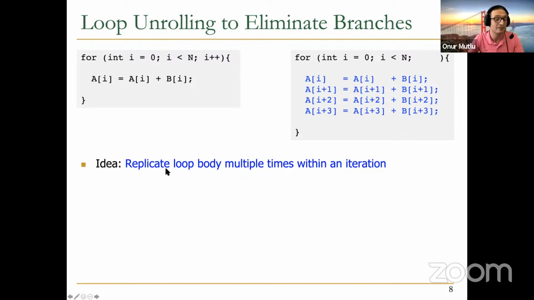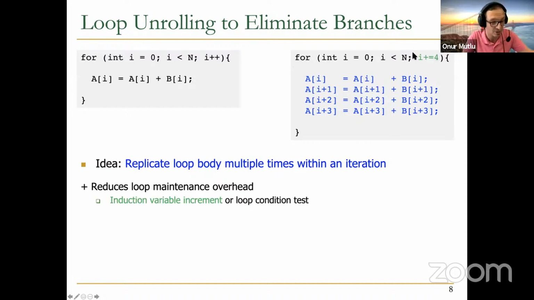And the idea in loop unrolling is to replicate the loop body multiple times within an iteration, as you can see over here. But of course, now you're doing 4 original iterations within 1 iteration. So you need to make sure you increment the values correctly, and that's going to be a problem actually. But if you do this, now you don't execute as many branches, you don't execute as many loop control instructions, etc. So you reduce the loop maintenance overhead.